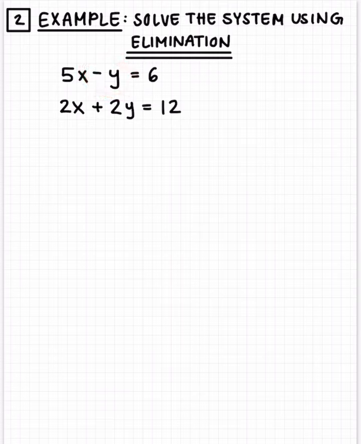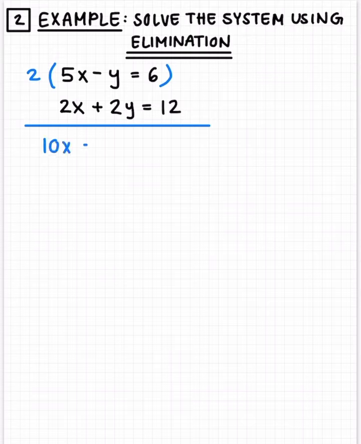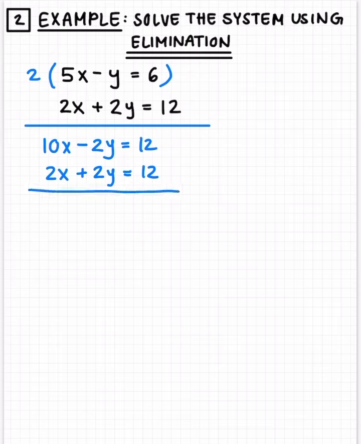So we can do that by multiplying this equation by 2. So if I rewrite our equation in the bottom, 2 times 5x is 10x, 2 times negative y is negative 2y, equals 2 times 6 is 12. Now rewrite our second equation down below. So now we can add our 2 equations together. And if I do that, 10x plus 2x equals 12x, negative 2y plus 2y equals 0, and 12 plus 12 equals 24.